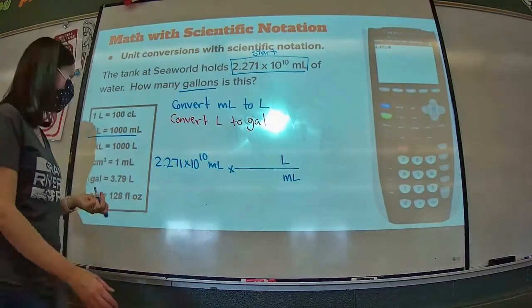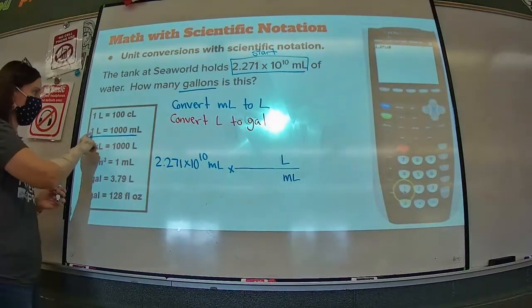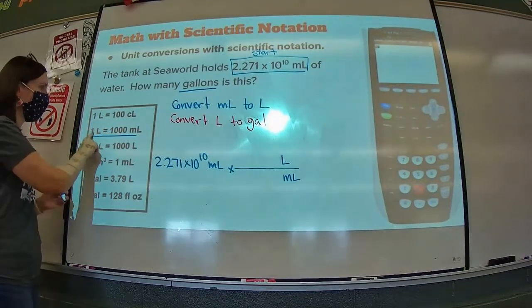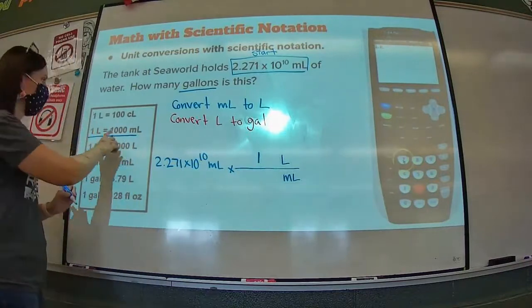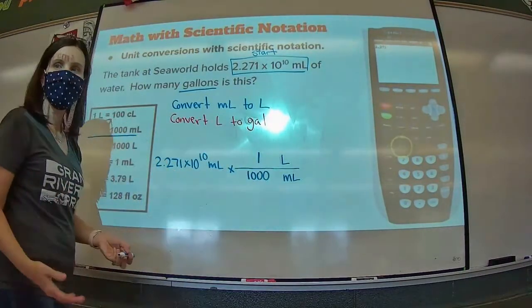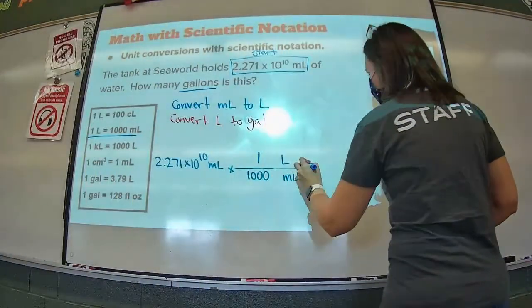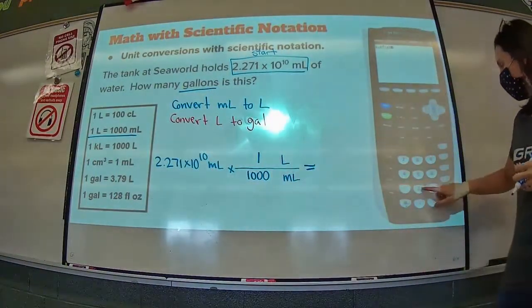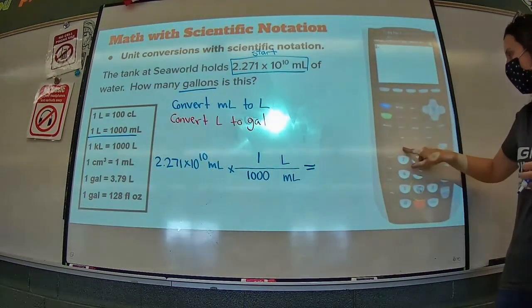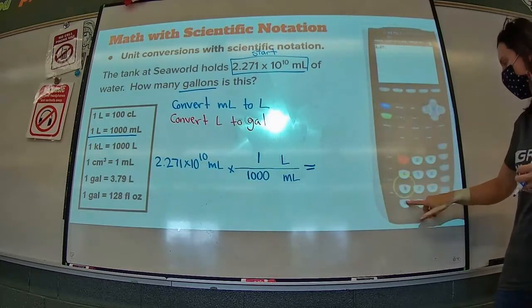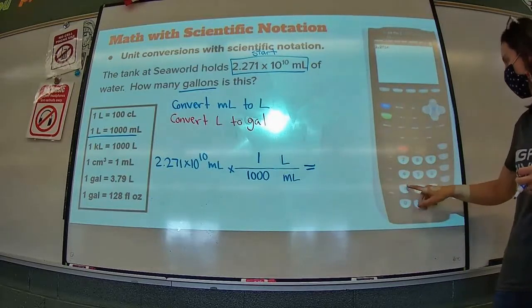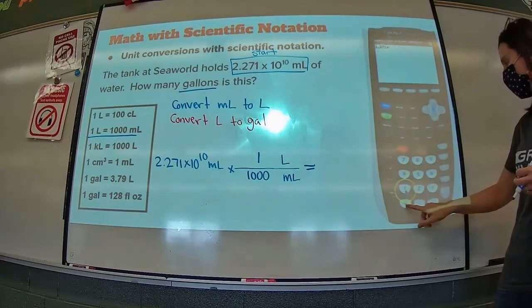And then I'm going to come over to my conversions, and I'm going to see what numbers I'm going to write next to it. So 1 liter is equal to 1,000 milliliters. So I'm going to write 1 liter on top, and then my 1,000 milliliters on the bottom. Then I'm going to enter this into my calculator. I'm going to type it as 2.271, second e, and then 10 for the exponent. Then I'm going to hit times, and then I'm going to hit 1 divided by 1,000.